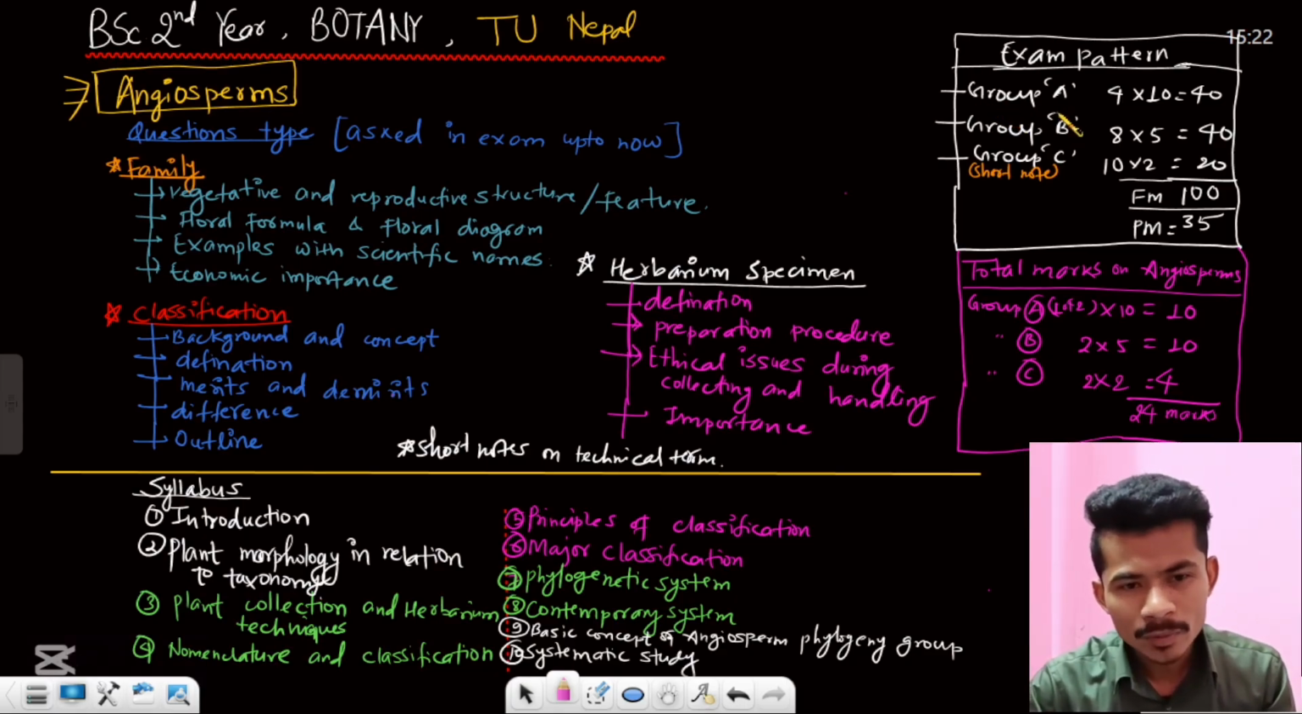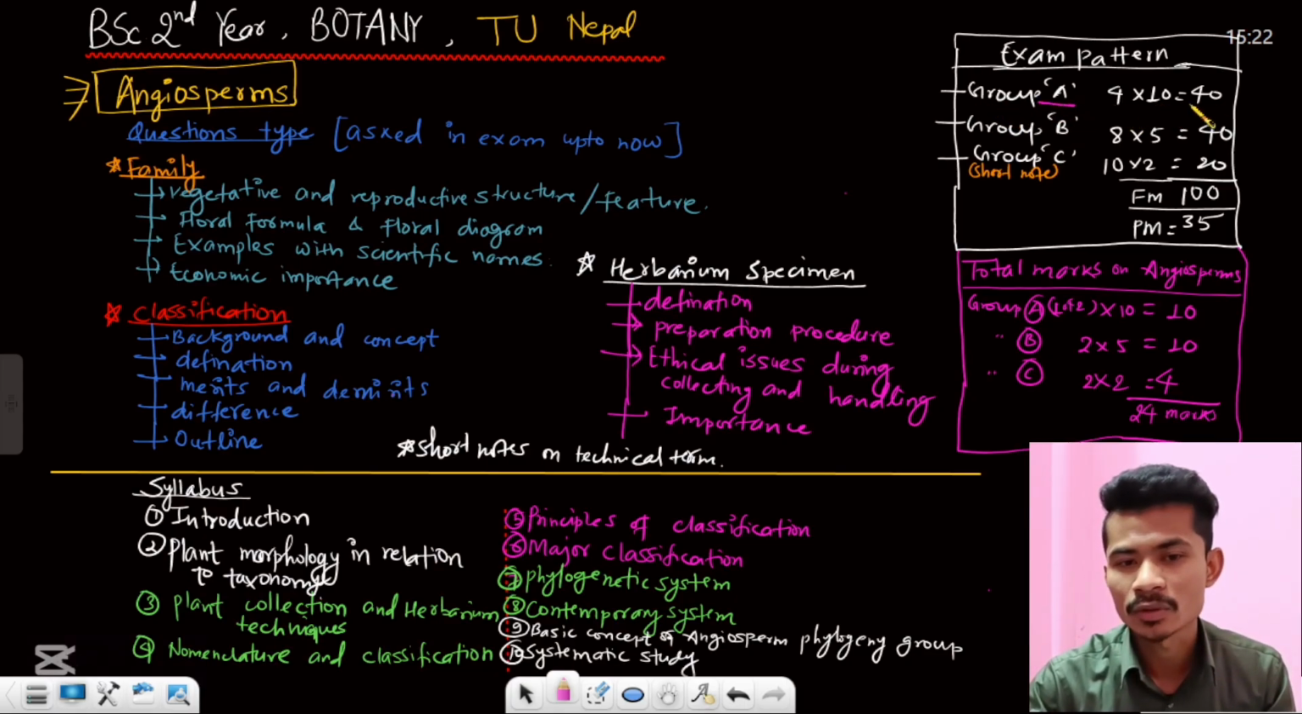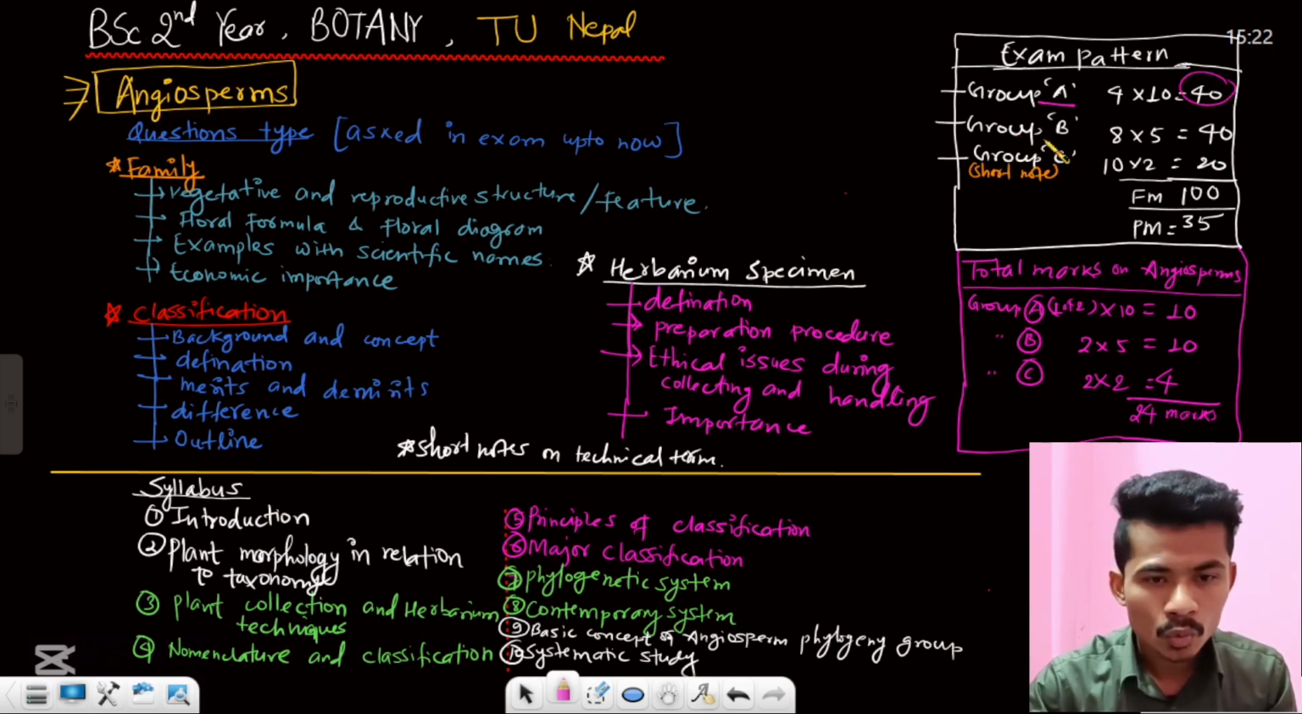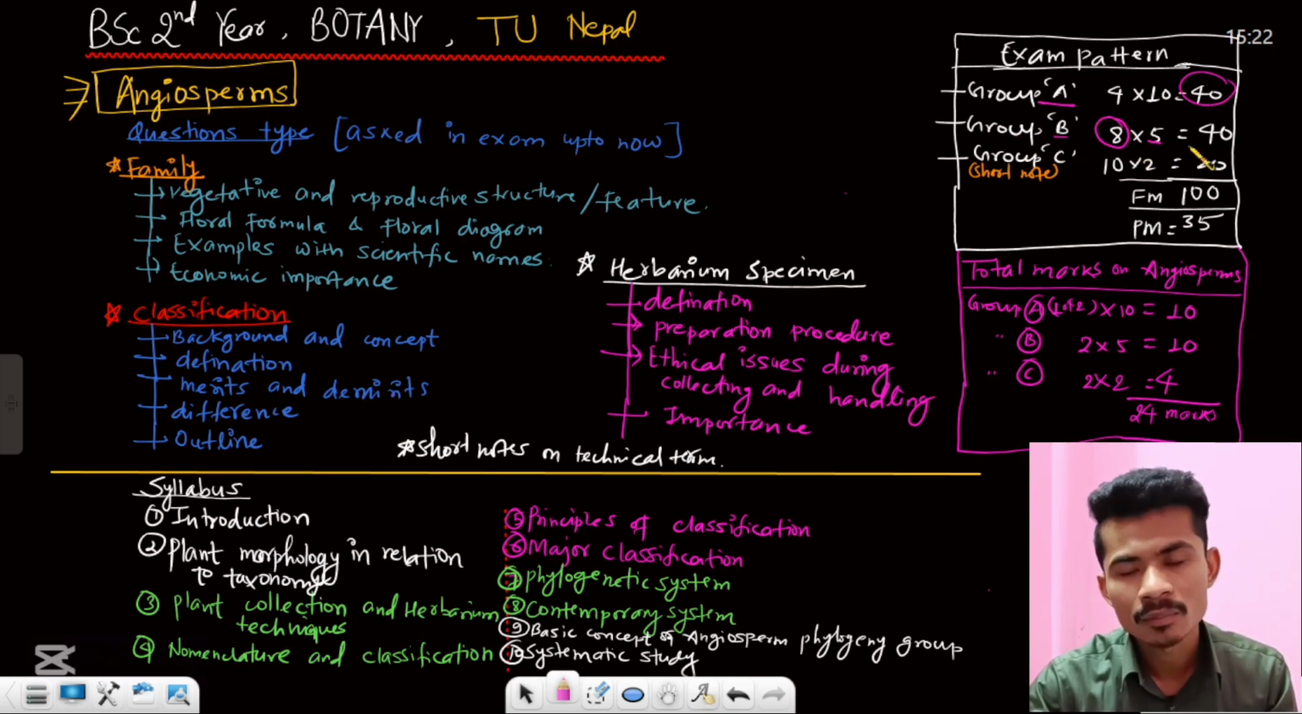Group A, we get 4 questions each of 10 marks, that is 40 marks. Group B, we get 8 questions each of 5 marks, that is 40 marks. In Group C, there are short notes. We get 10 questions, each with 2 marks, that is 20 marks. The full mark is 100 and the pass mark is 35.